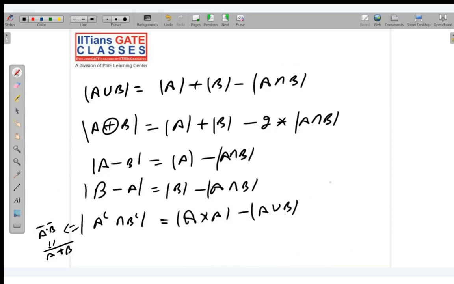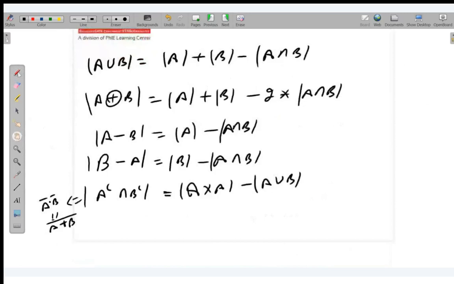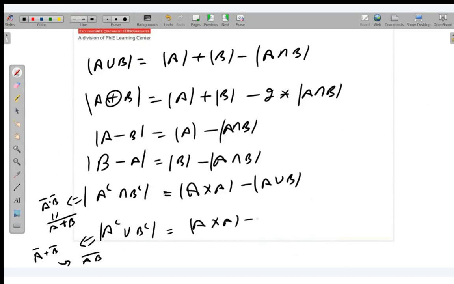Is it okay now? Yes, sir. Instead of union, we have the name A cross A. And if we have A complement union B complement, it will be A bar plus B bar, that is nothing but A B bar. So A cross A minus A intersection B. Is it okay now? So we have done all these things.